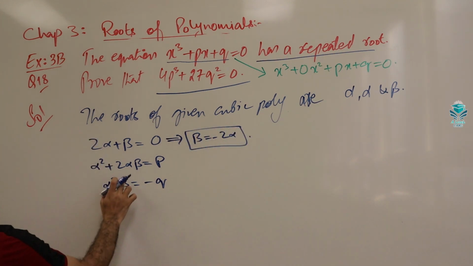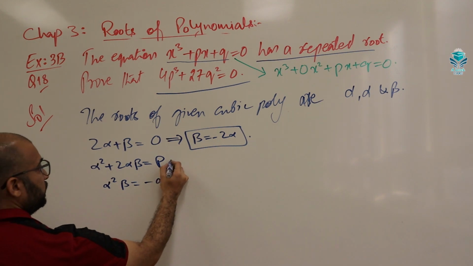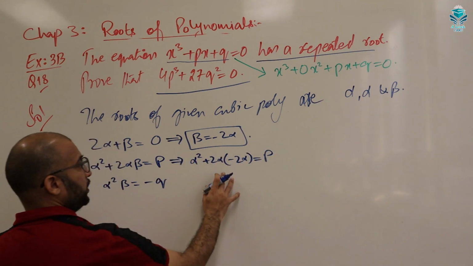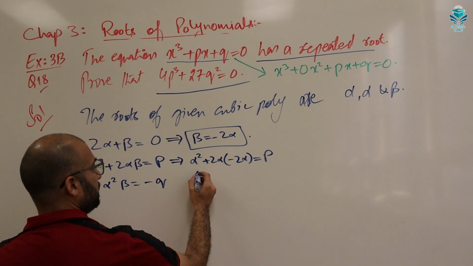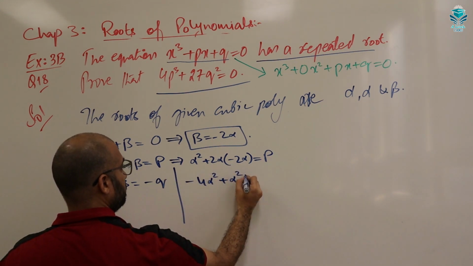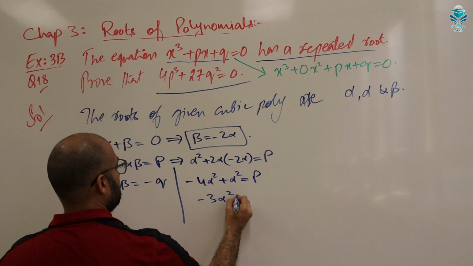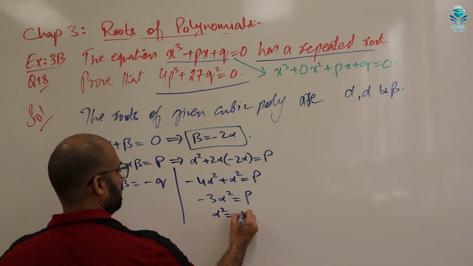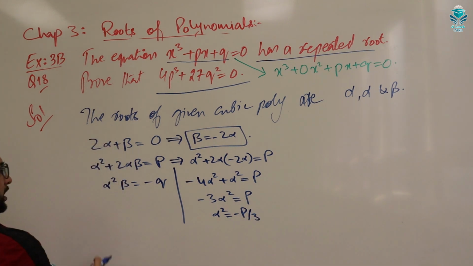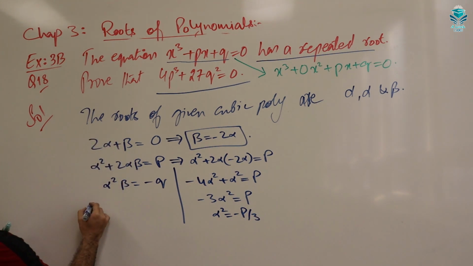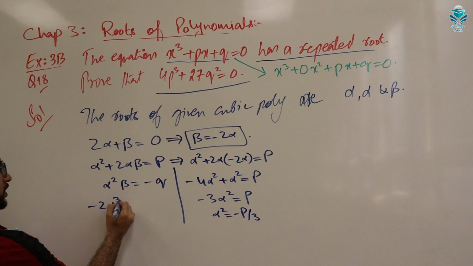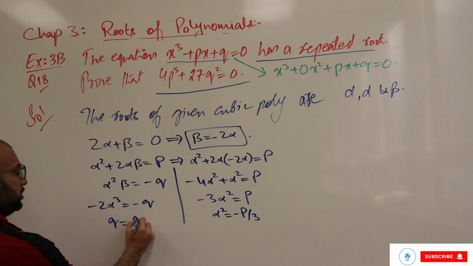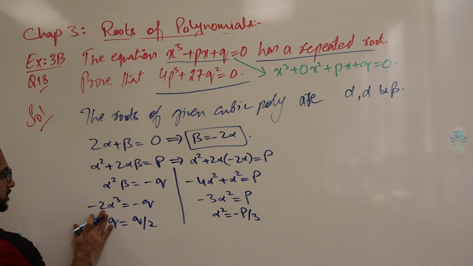So substitute here and also here, you will get minus 4 alpha square. So you can write minus 3 alpha square is p, and alpha square is minus p by 3. And when you substitute beta is minus 2 alpha, minus 2 alpha cube is minus q, oh sorry, q by 2 is alpha cube.